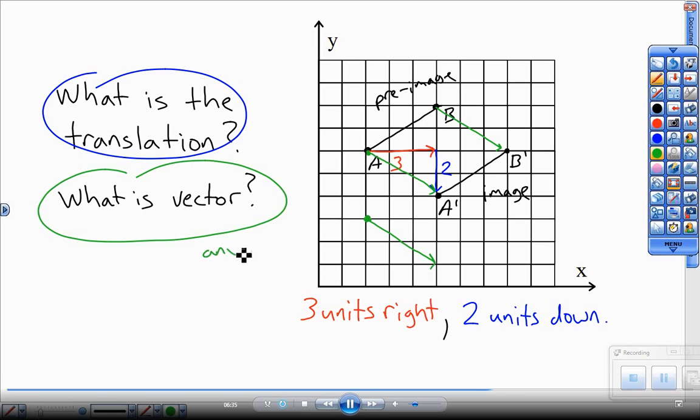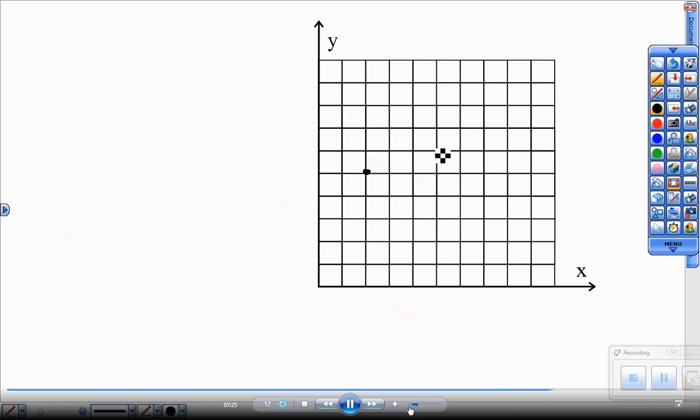All right, the last problem I'm going to have you do is just one more along a vector, and that's this one right here. So I'm putting the point at 2, 5. And this one right here is 2, 6. All right, I'm going to have you translate X, Y along the vector AB.